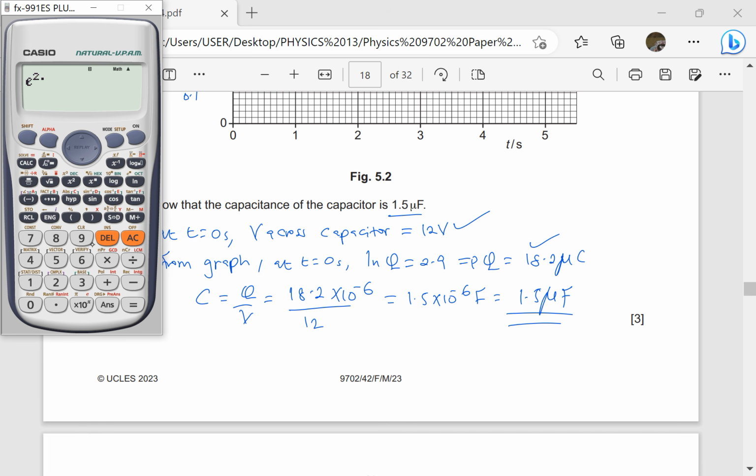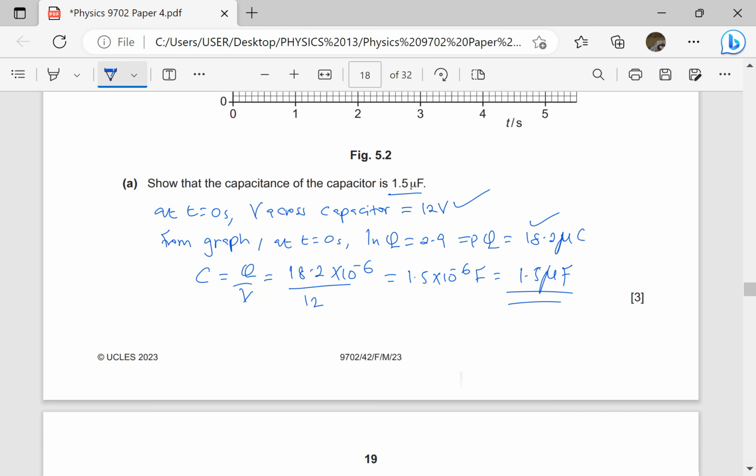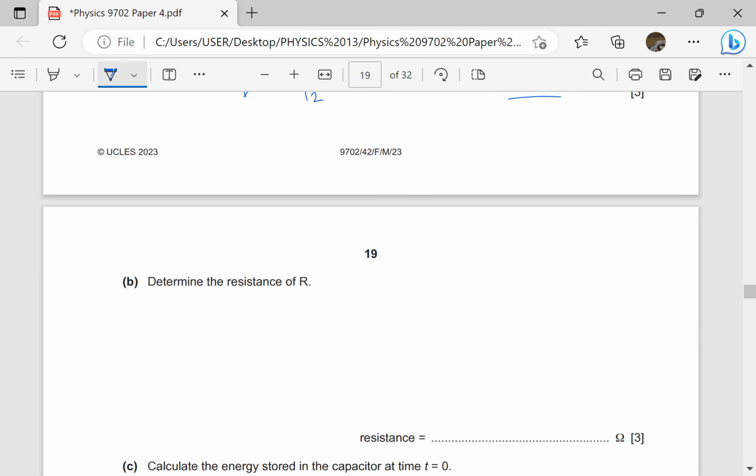It's like finding the antilog: ln of 2.9, that is e power 2.9, which gave me 18.2. Then determine the resistance of R. Determine the resistance of R.